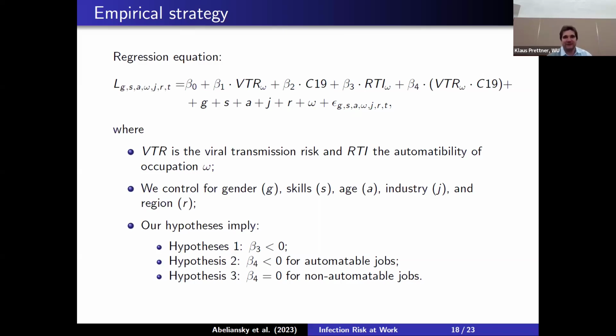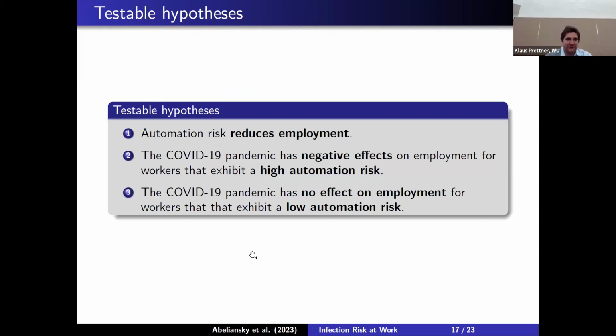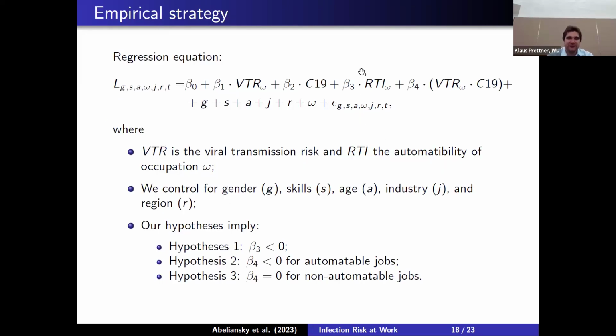And only after the pandemic hit, this may have affected the choice. And RTI is the routine task intensity of an occupation, so that measures how easy it is to automate the particular occupation in the data. So now our hypotheses 1, 2, 3 imply the following. Hypothesis 1, that the automation risk reduces employment, would mean that this coefficient beta 3 is smaller than 0, so it's negative.